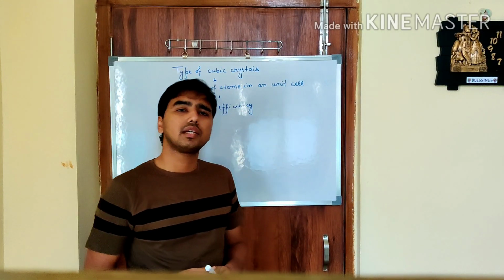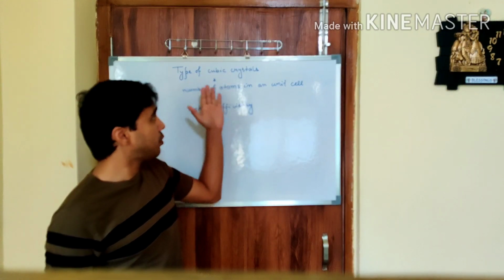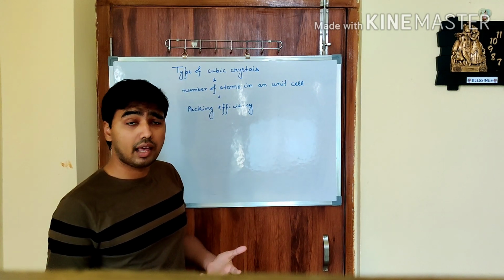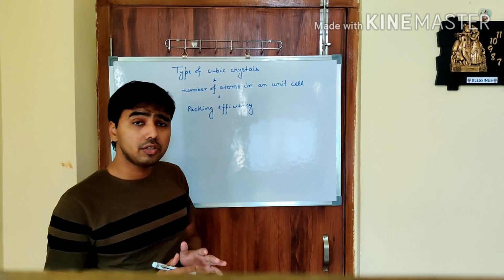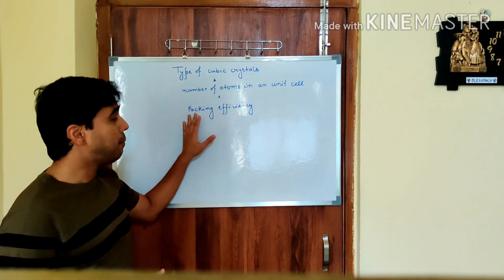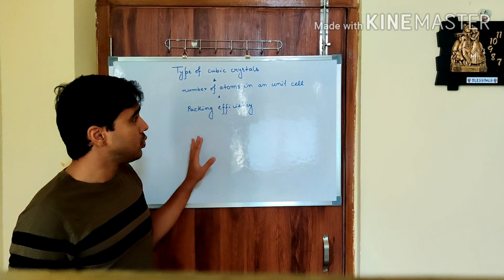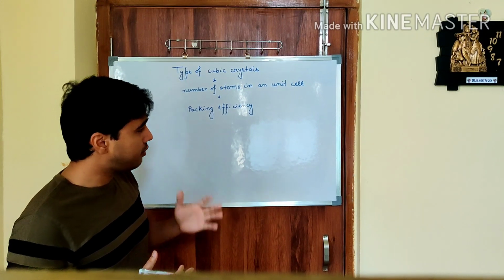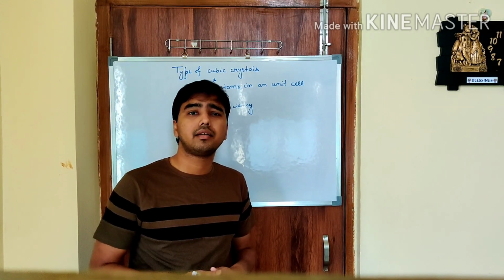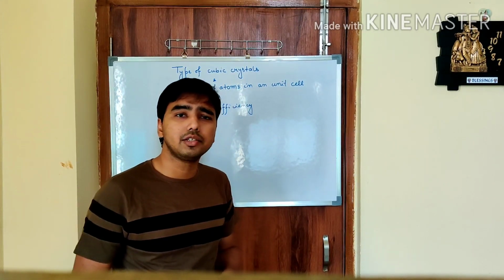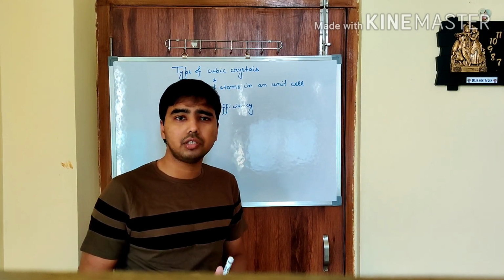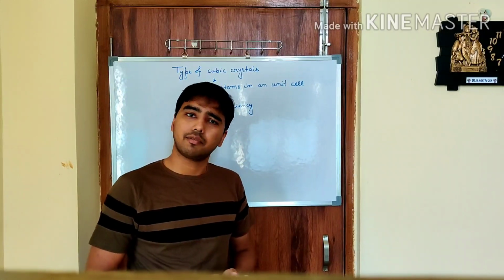Here we are going to discuss these topics: type of cubic crystals, number of atoms in a unit cell. Unit cell already we have mentioned. Today we are going to see the number of atoms in each type of unit cell and the packing efficiency. So to understand this, I would like to request you to see this video in the highest possible video quality so that you can see the diagrams carefully. There are some mathematical portions associated with it that also we have to see very carefully.